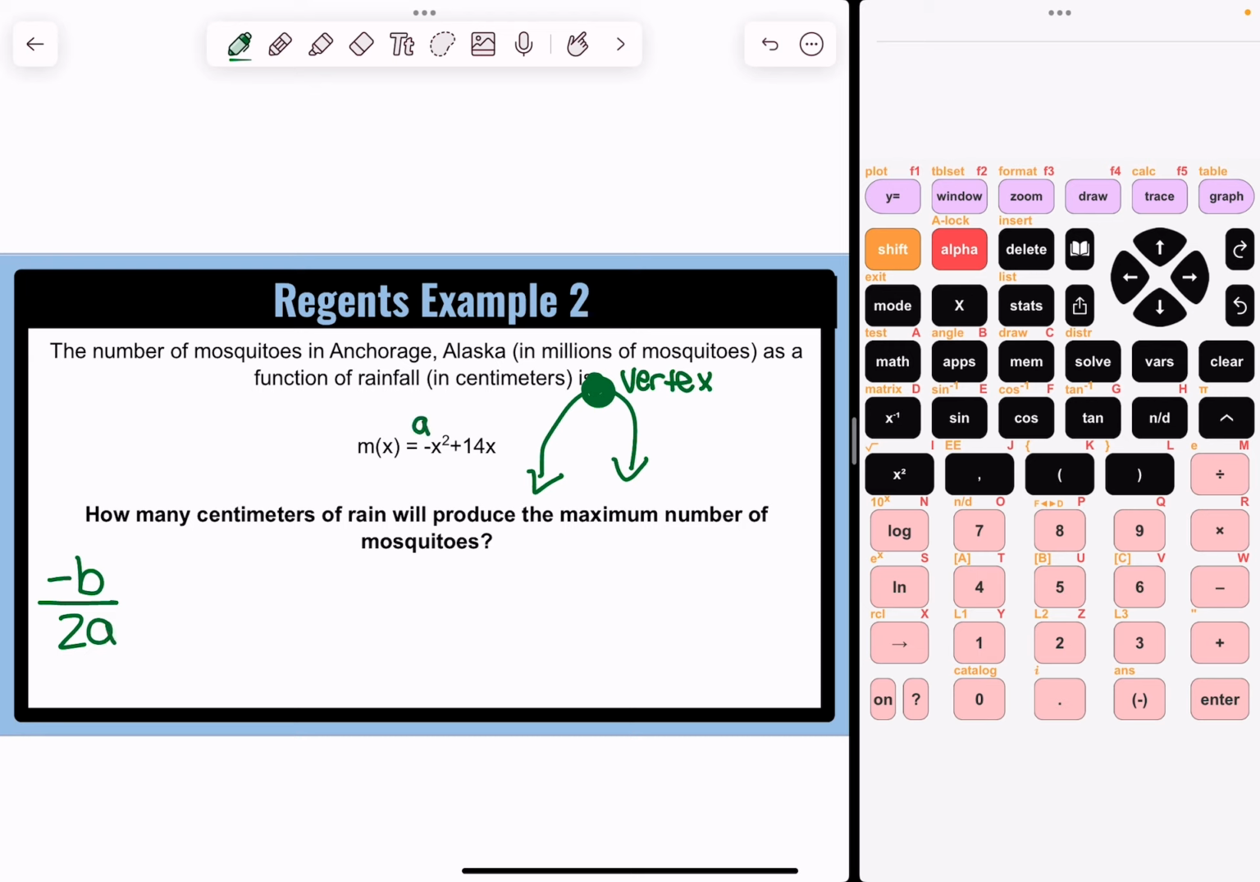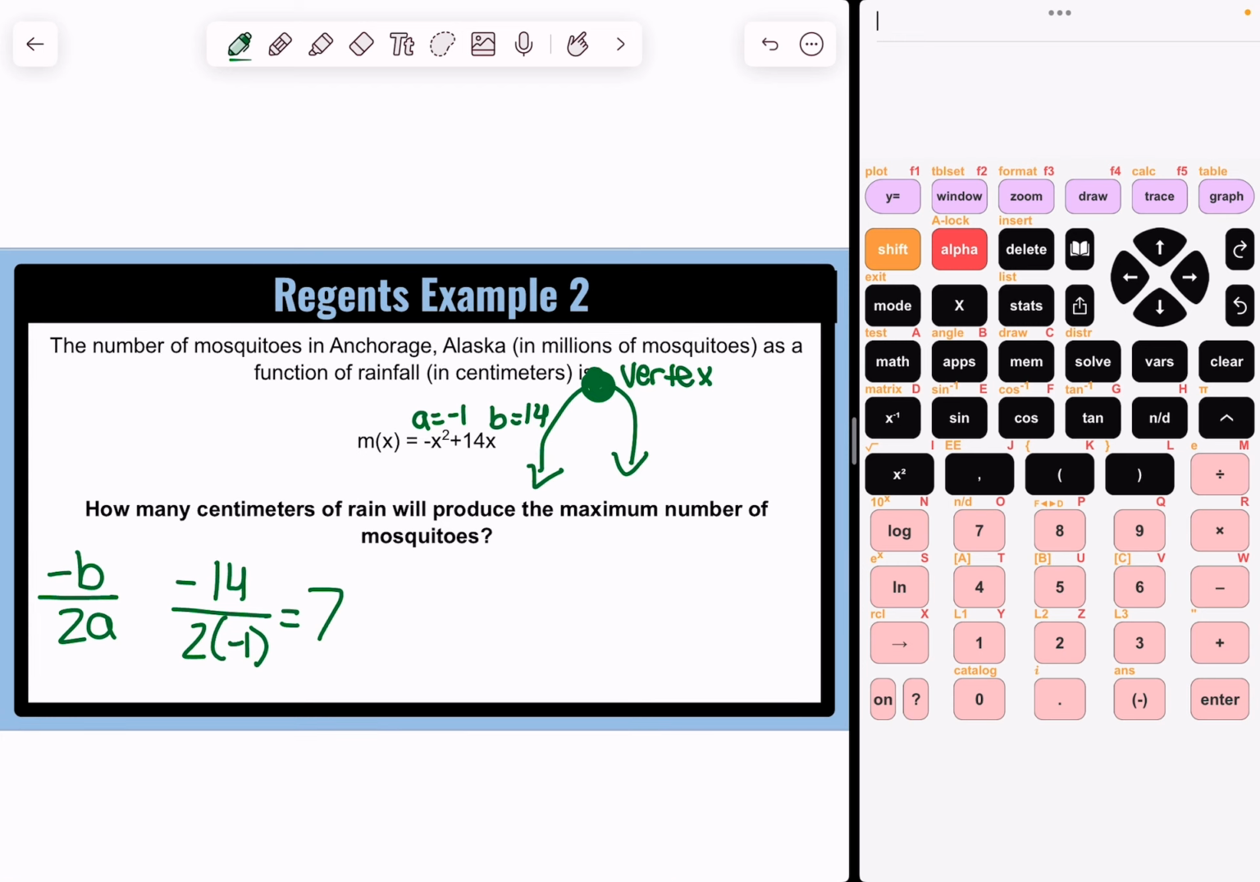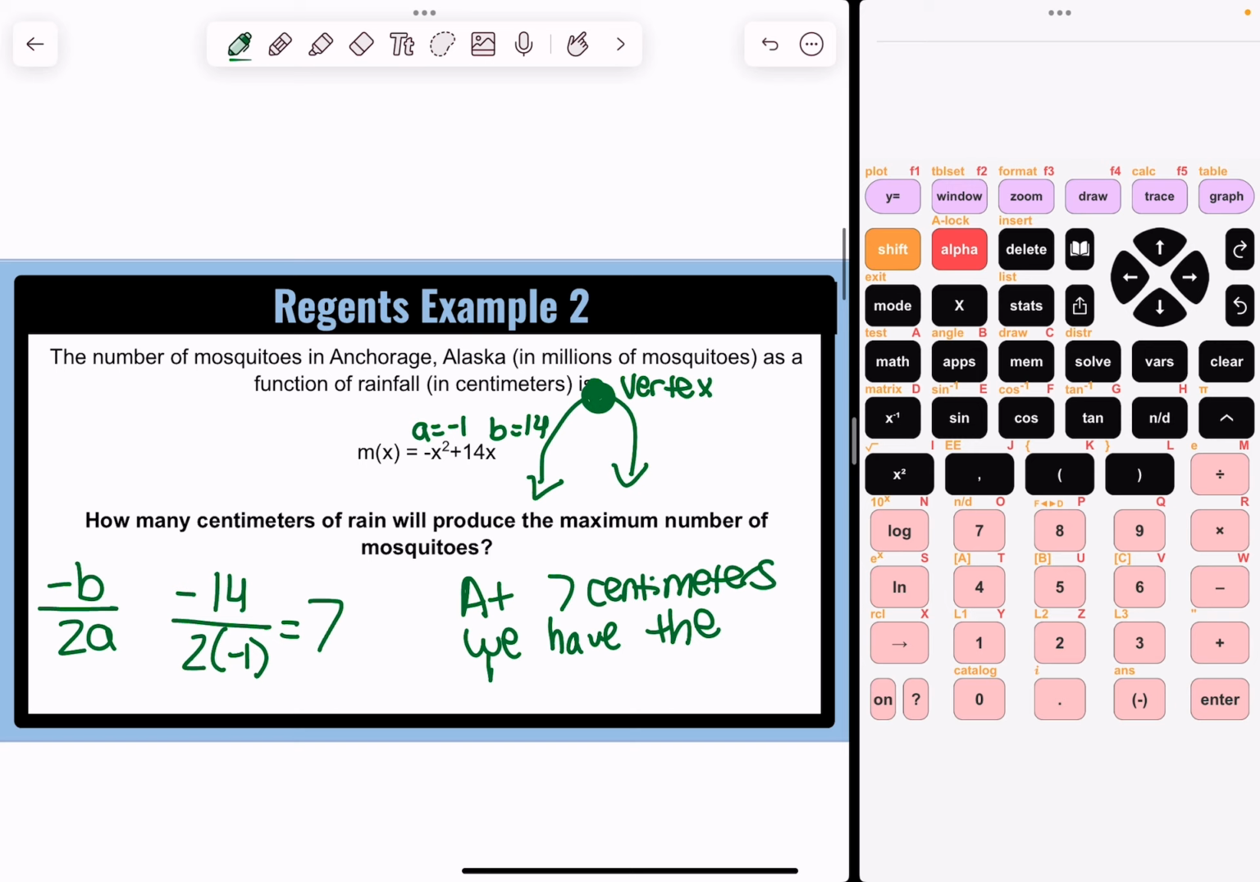Our a is this negative 1. And our b is 14. If we needed c, it would be 0. So we have negative b, which is negative 14, over 2 times negative 1, which gets us 7. And x is talking about the rainfall, so it is 7. So they want to know how many centimeters. So we would say at 7 centimeters, we have the max number of mosquitoes.